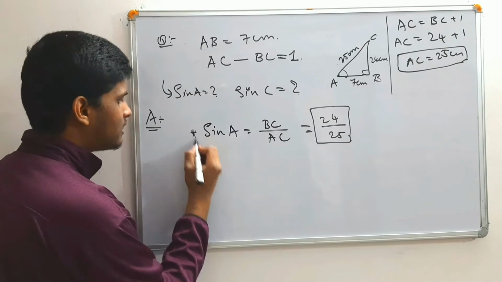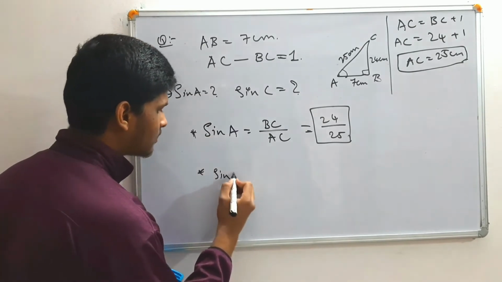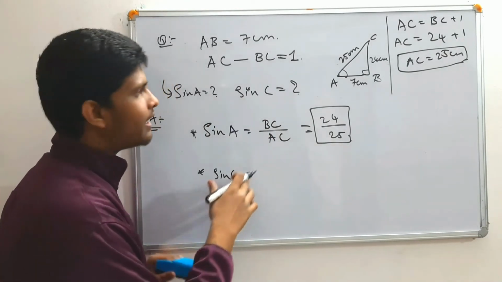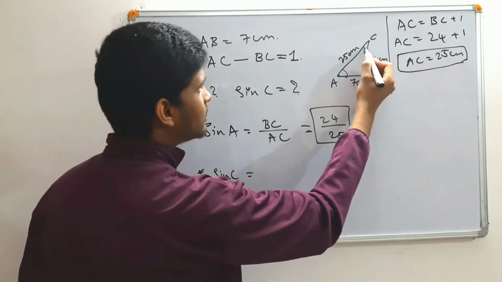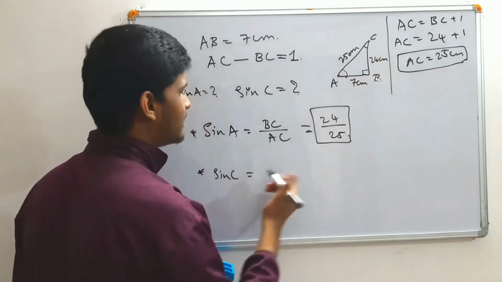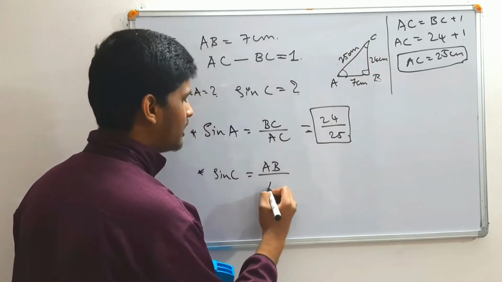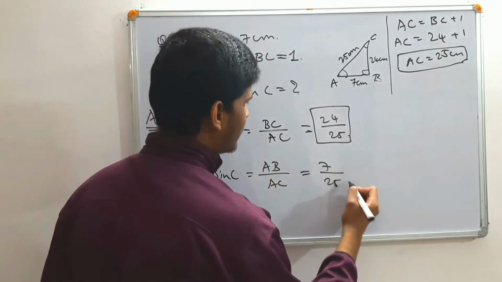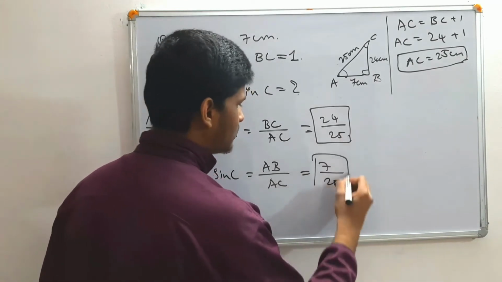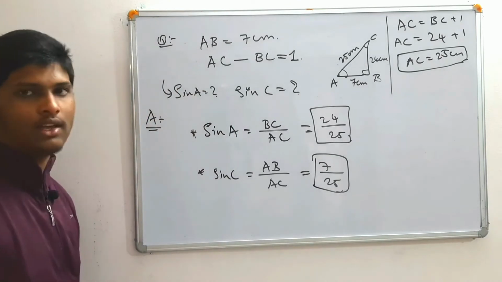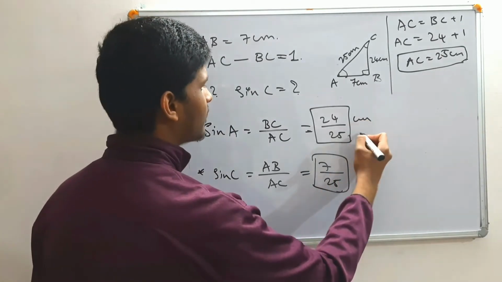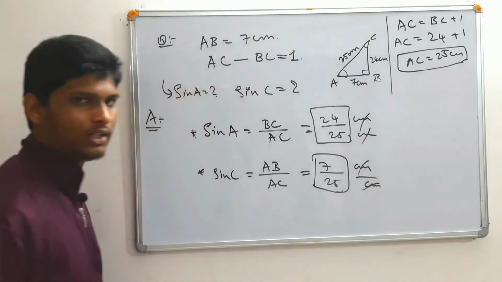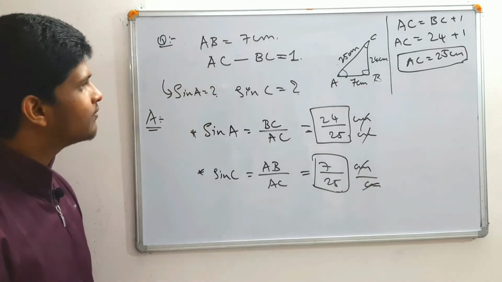And next, sine C, we get the opposite side. According to angle C, this one is angle C, the opposite side is AB, so the length of AB divided by hypotenuse. So AB is 7 centimeter divided by 25. So this is the value of sine C, and you should not write any units, they get cancelled out in the ratios while we take ratios, okay? So no need of writing units.